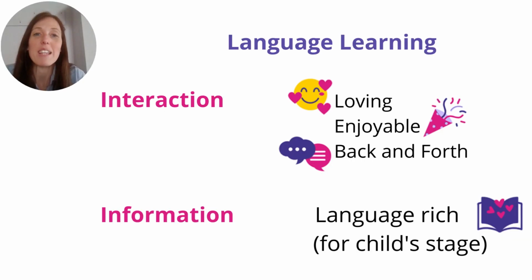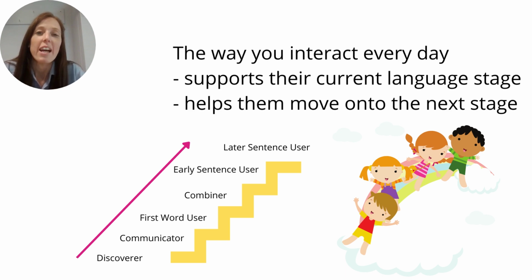For language learning to be successful, it needs to happen in the context of interactions, which are loving, enjoyable, and back and forth. And then when an adult and child are in that interaction, the adult can then add information, so add language, which is language rich and appropriate for that child's stage. The way we interact with children every day supports their current language stage and helps them move on to the next stage.